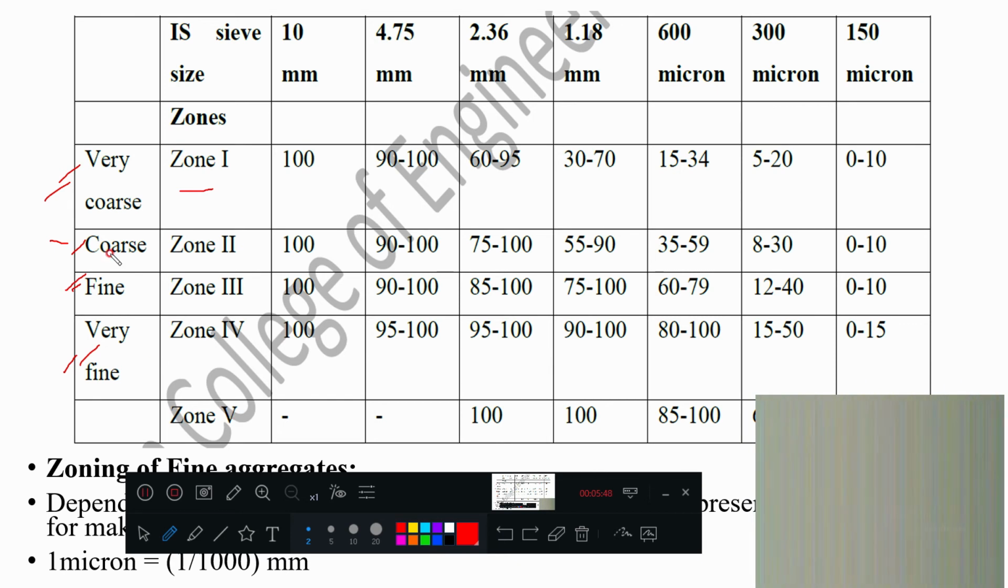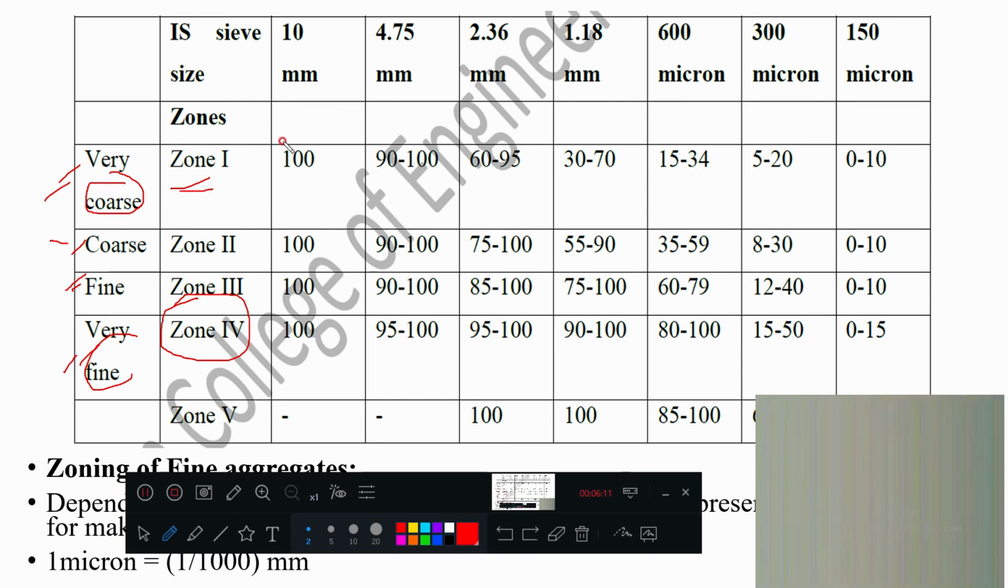What do you mean by that? Zone 1 means, in the mix design, if they tell you to take zone 1 sand for the mix design of concrete, that means the sand you are taking is very coarse. If you are taking zone 4 sand, then the sand is very fine. Okay, now these two points are clear.